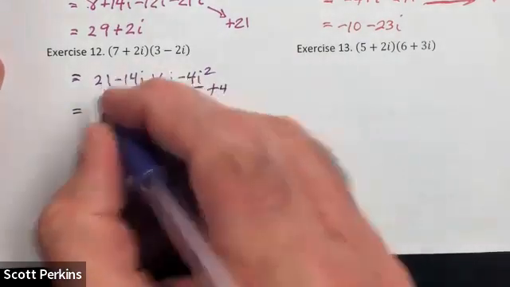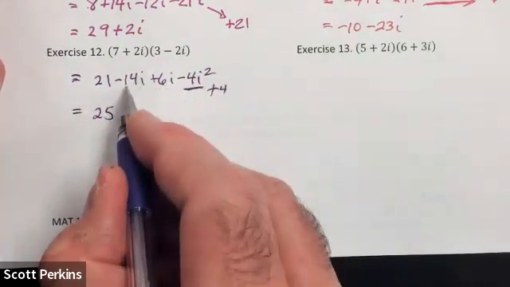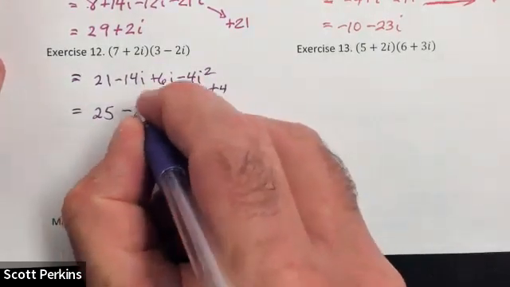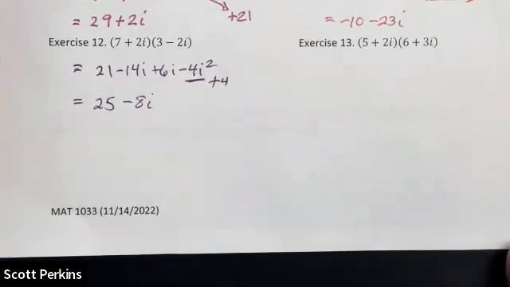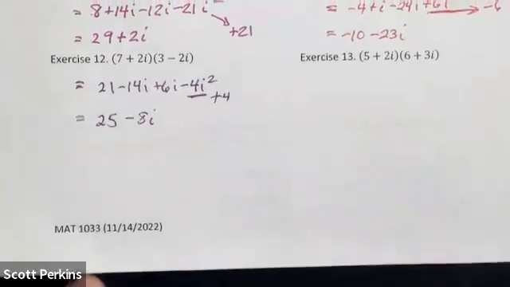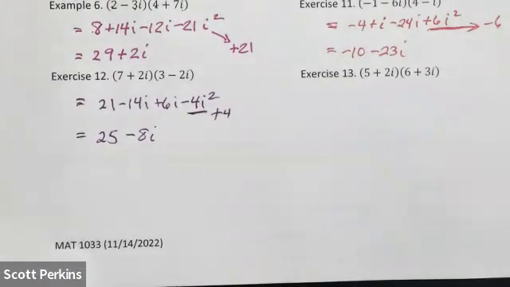So I've got 21 plus 4, that's 25. And then negative 14i plus 6i is negative 8i. All right, last problem for the day. One more foiling. Multiply those last two complex numbers in exercise 13.